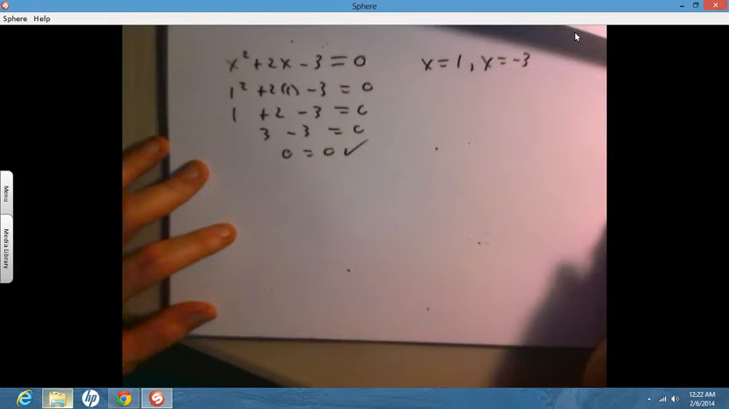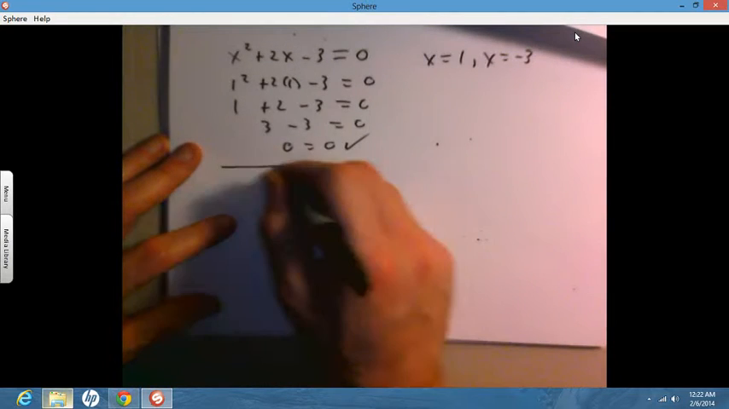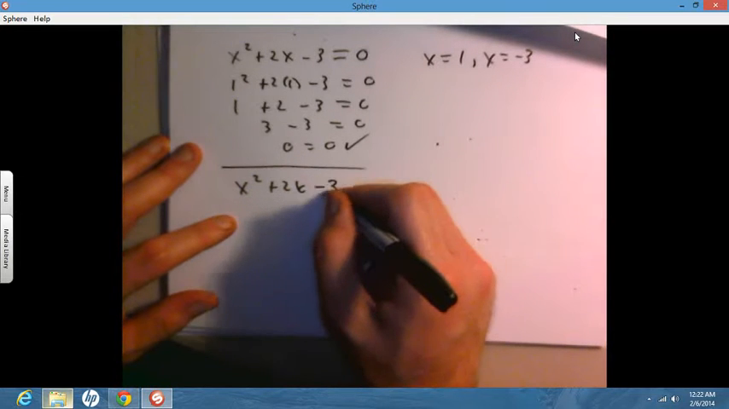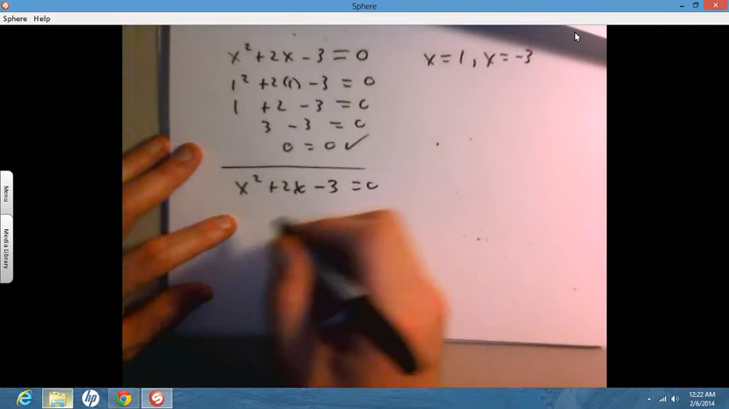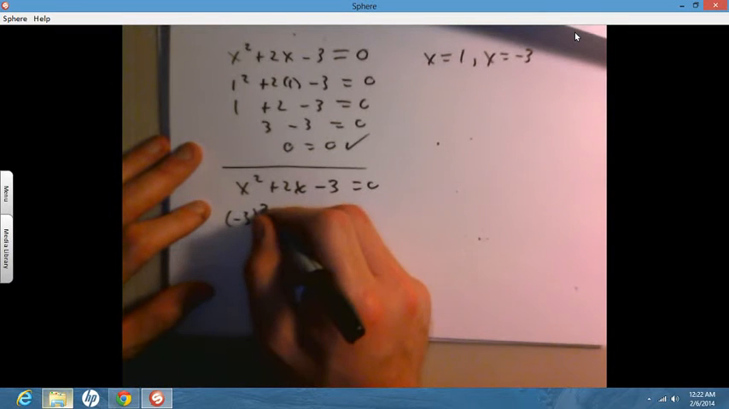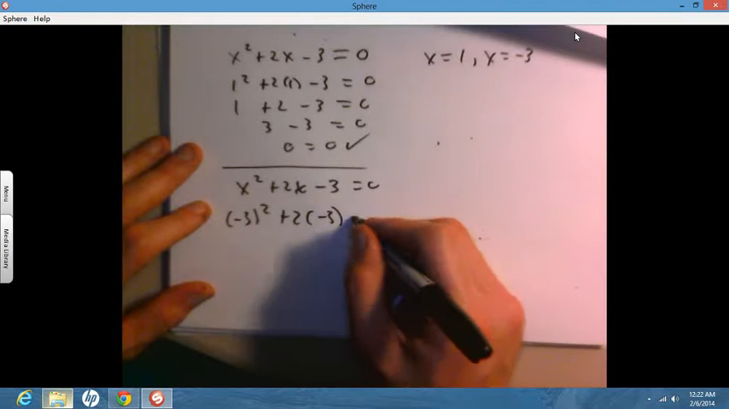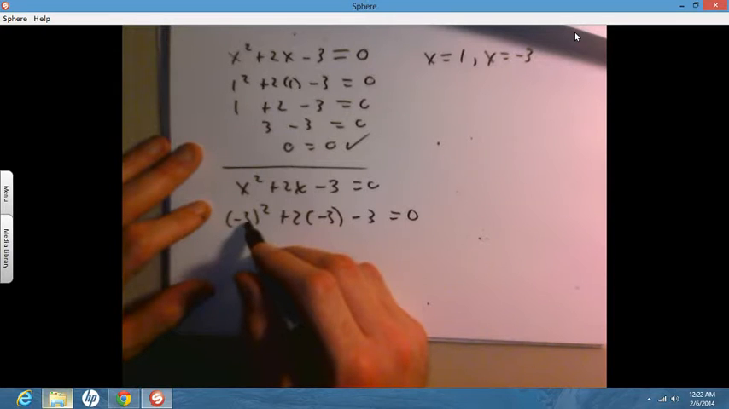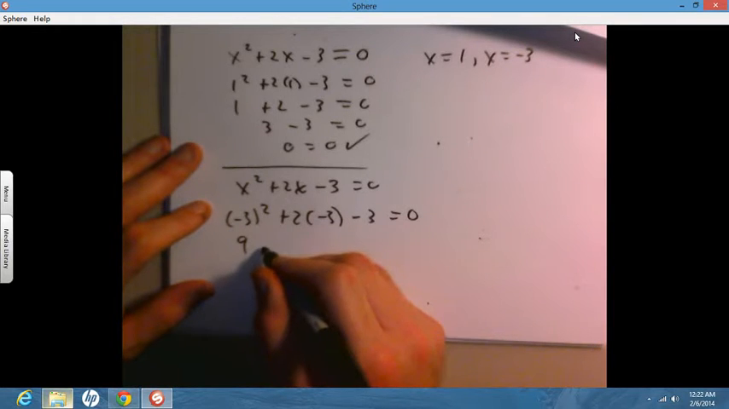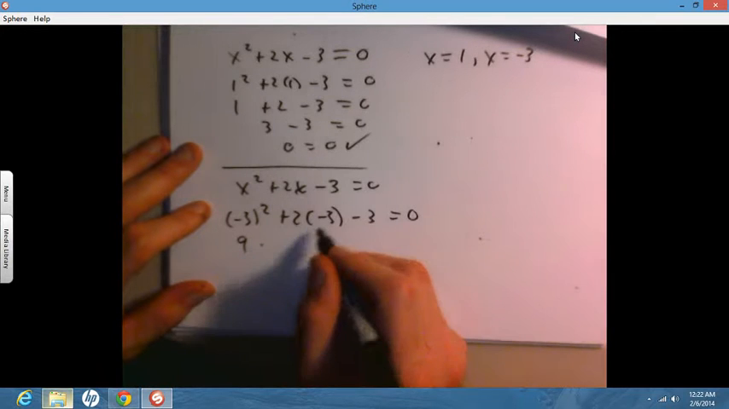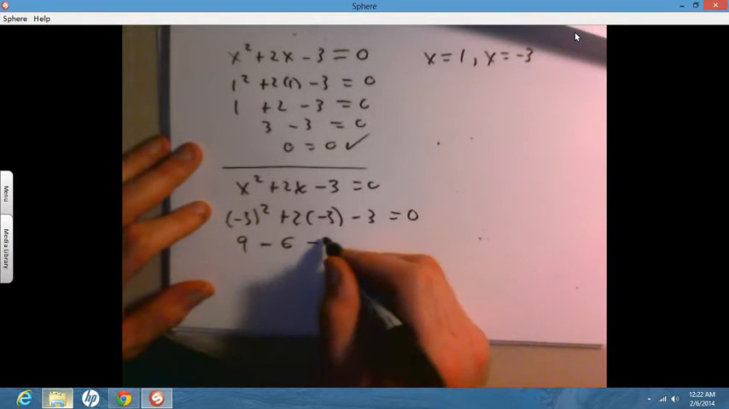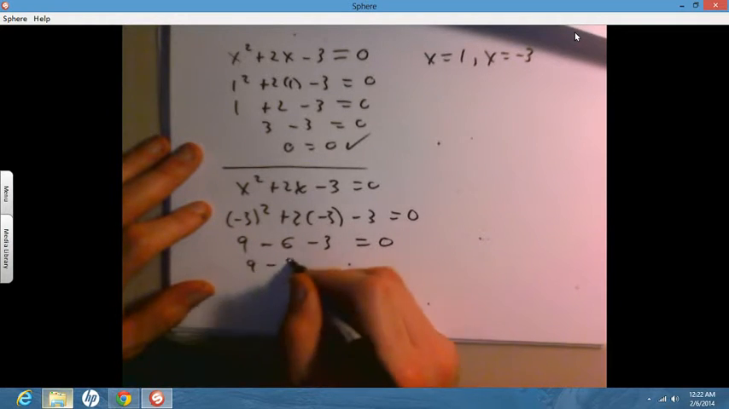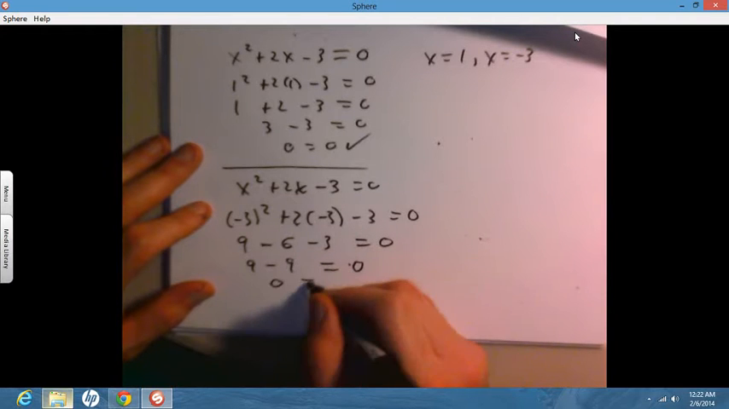So let's try with negative 3. So x squared plus 2x minus 3 equals 0. Well, if x is negative 3, it's negative 3 squared plus 2 times negative 3 minus 3 equals 0. Well, negative 3 times negative 3, a negative times a negative is a positive, so it's going to be positive 9. And that's going to be 2 times the negative 3 is negative 6, minus 3 equals 0. Well, a minus 6 and a minus 3 is a minus 9, so 9 minus 9 is equal to 0. 0 equals 0. Check. So these are my two solutions.